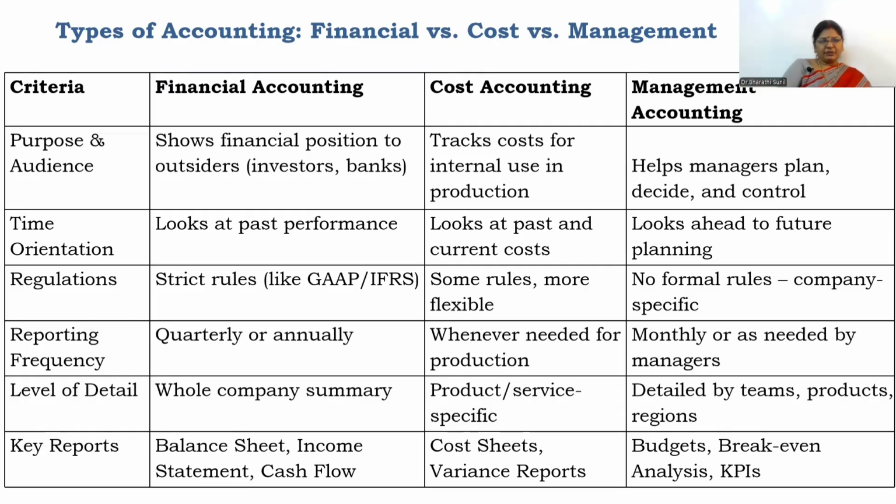Third one is management accounting. If you take the example of a hospital, a hospital administrator uses financial reports to decide which department needs additional staffing or which department is requiring how much of budget. So for additional staffing or budget adjustments, management accounting is prepared.